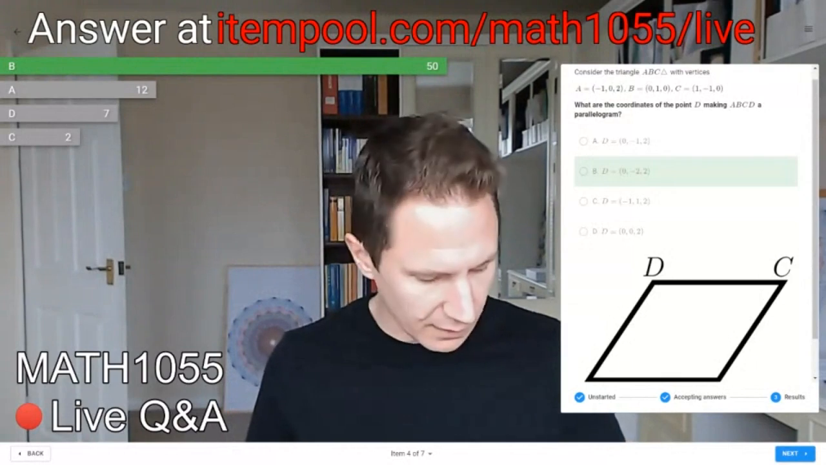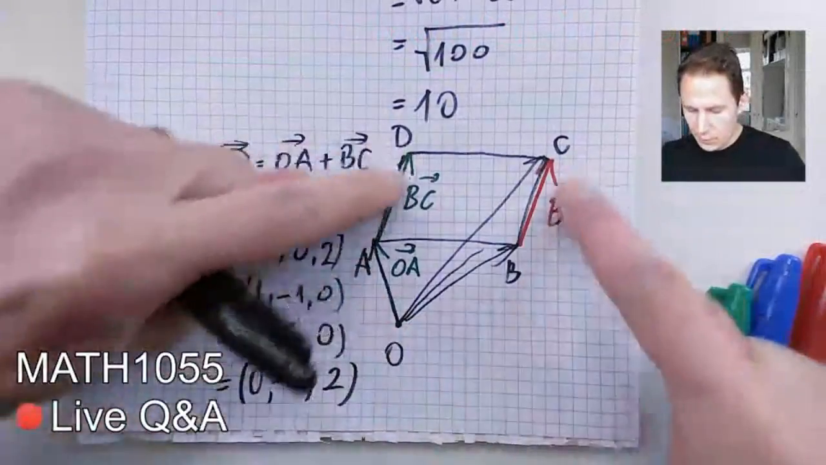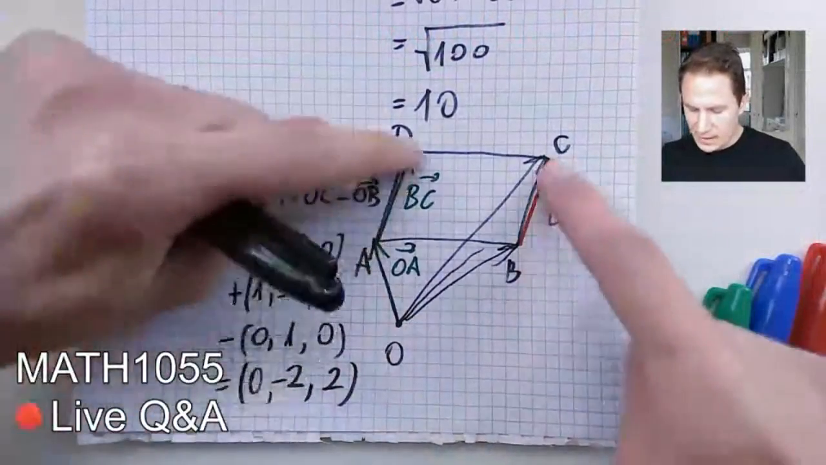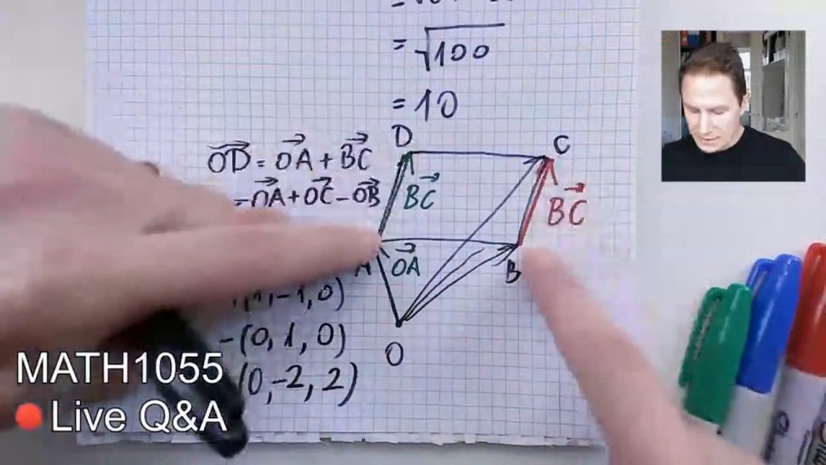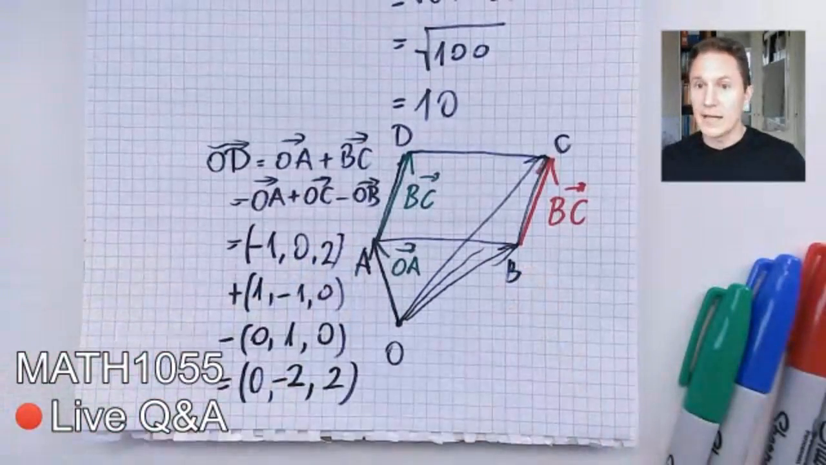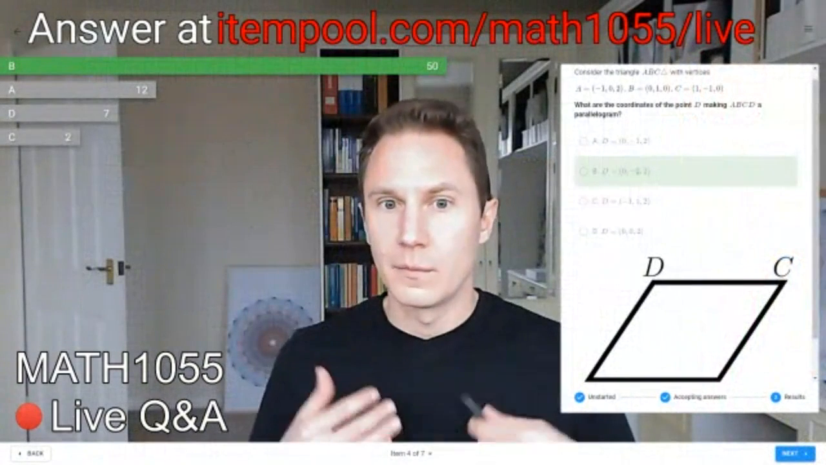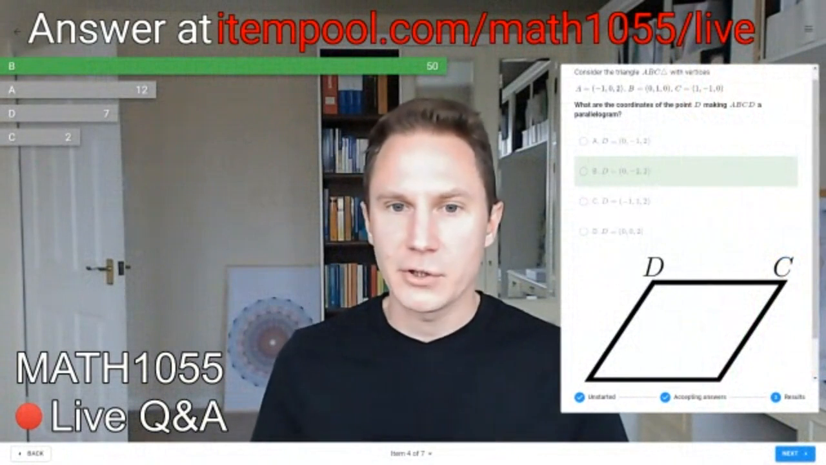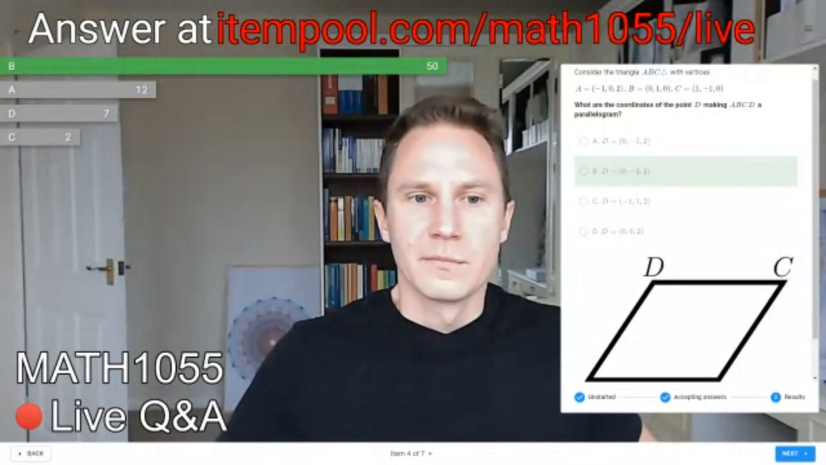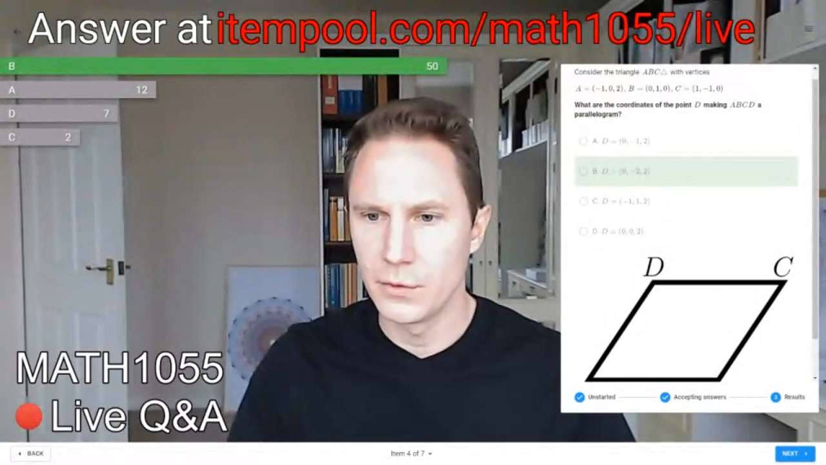Let me just show you the drawing again. So basically, all we used is that the parallel sides are equal, so the vectors representing them are the same vectors. Because for a vector, all we care about is its length and direction. Okay. Now let's move on to the next question.